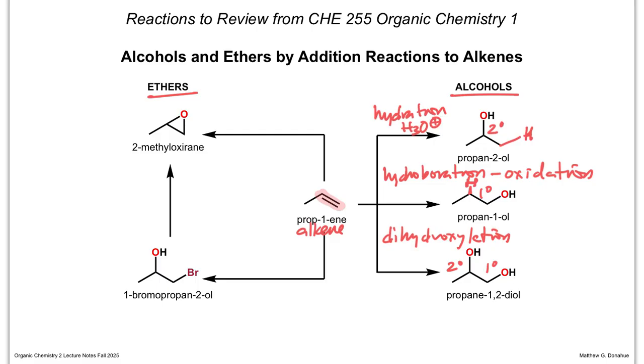Another way to make alcohols was halohydrin formation. So notice, just like with the hydration conditions, this is also producing the more substituted alcohol that you can get.